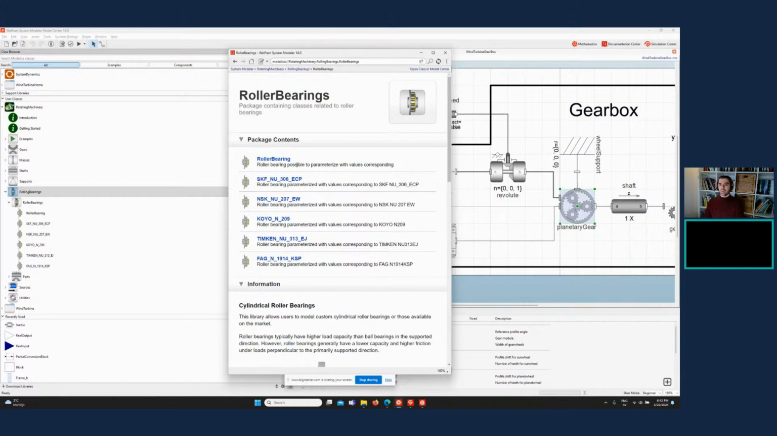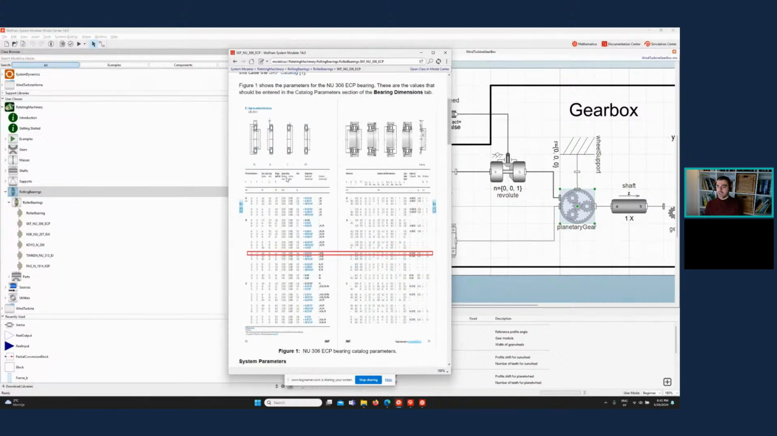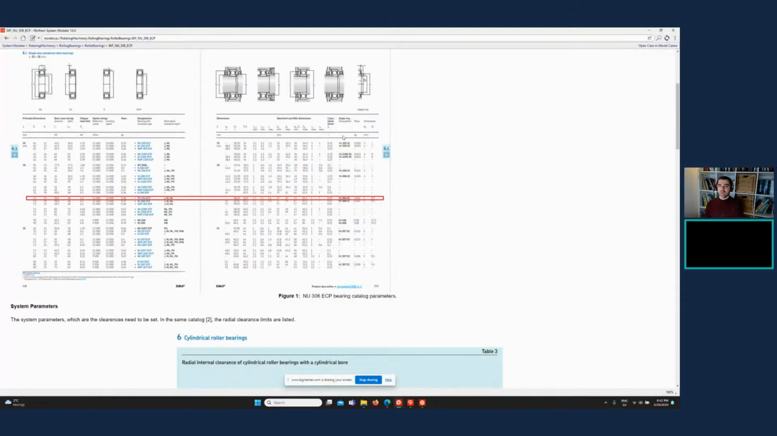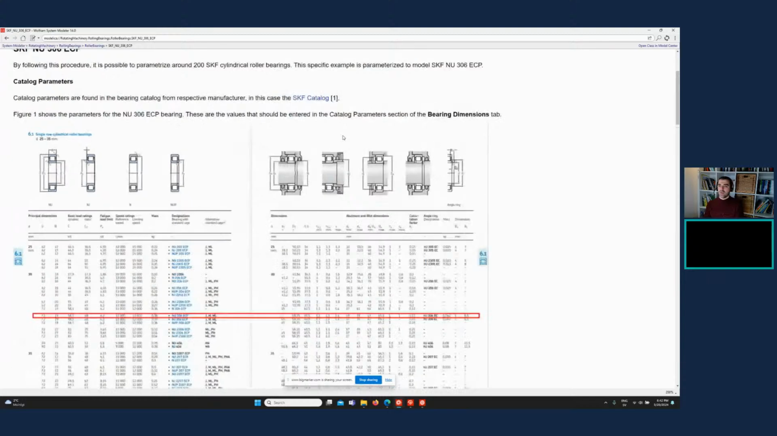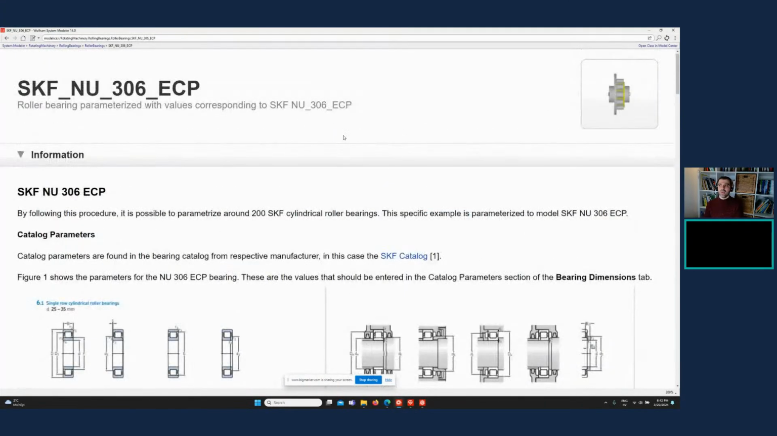We have already pre-configured leading manufacturers in the industry related to rolling bearings. If you are planning to model an SKF bearing, then you can just click here and you will get this documentation on how to model your corresponding bearing. Can you make this full screen and bigger so people actually see what's going on? Right, keep increasing. And now I think most people will be able to see it.